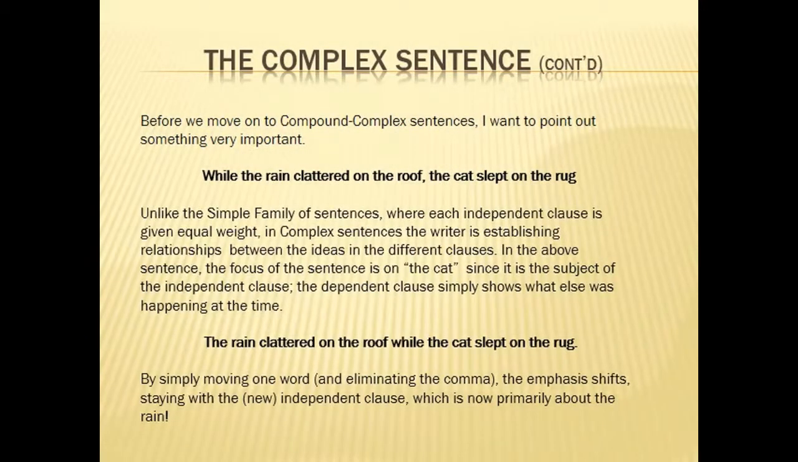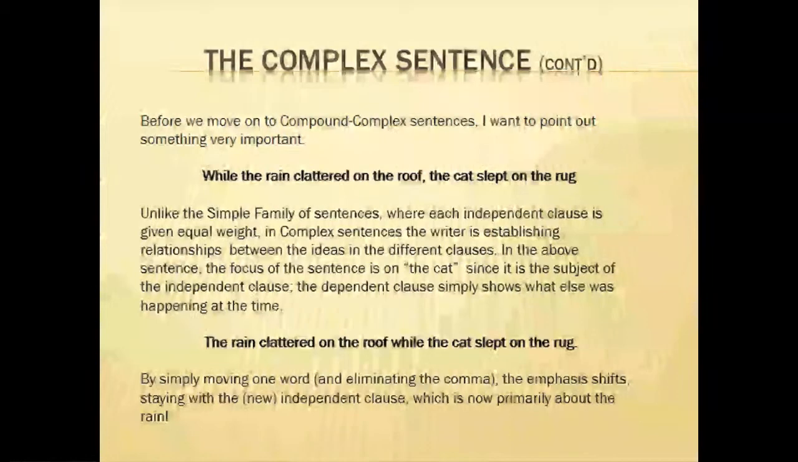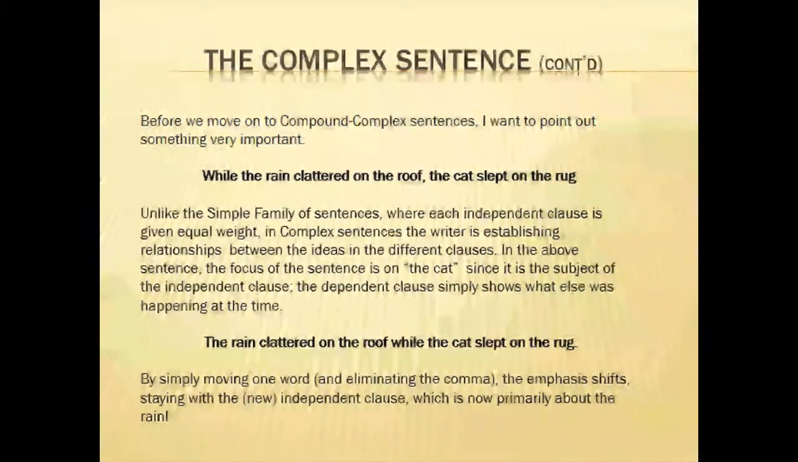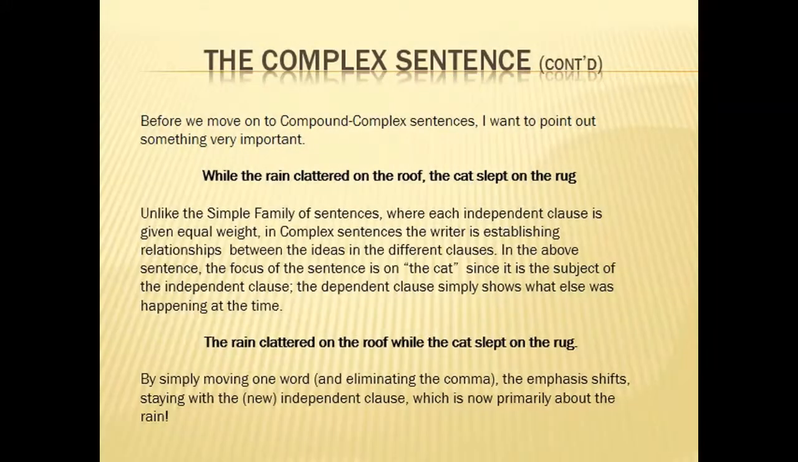By simply moving one word, the subordinating word while, and eliminating the comma, because now the independent clause begins the sentence, the emphasis shifts. It stays with the independent clause, which is now new, and which is now primarily about the rain. This is a very important point because as a writer, you don't want your reader to lose focus on that which you are trying to emphasize.